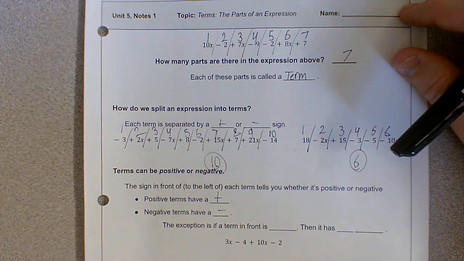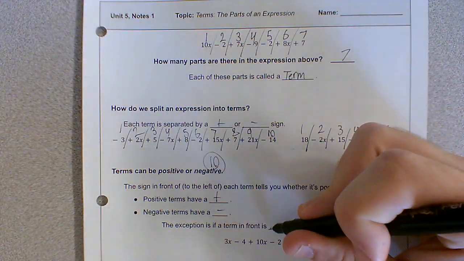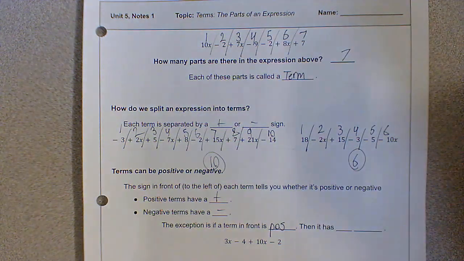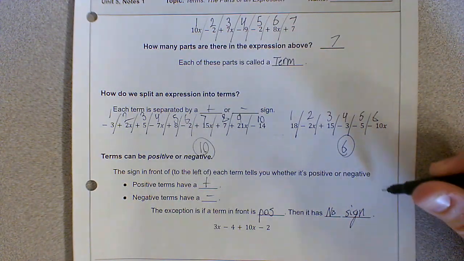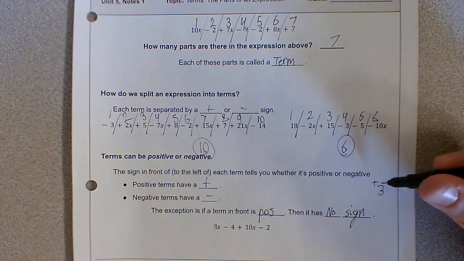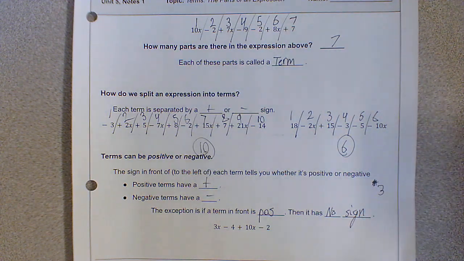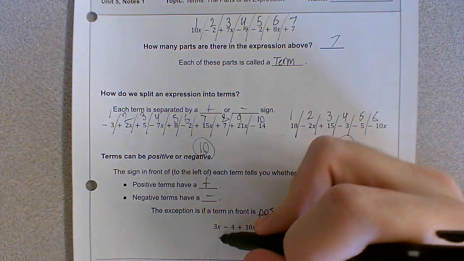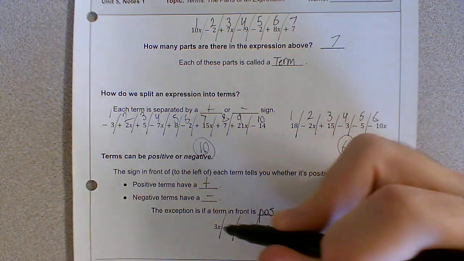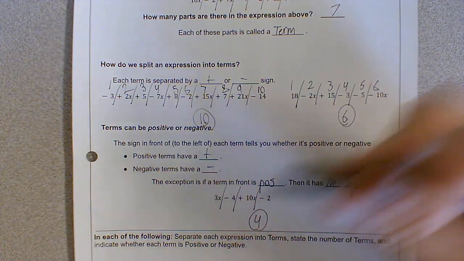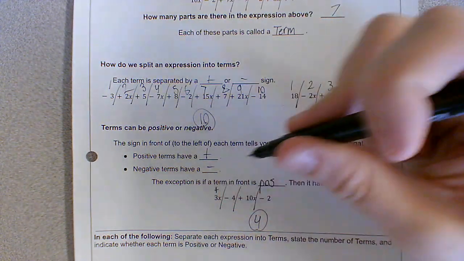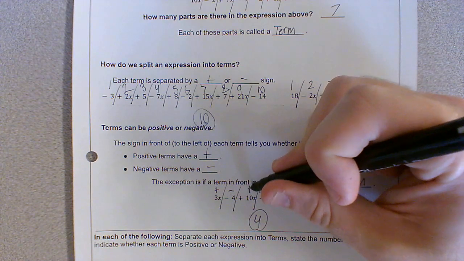There is an exception to this. If the term in front is positive, it has no sign. Now, that's because if we have like the number 3, this is a positive 3, but we just don't write the positive sign. So I'm going to separate these again. I have 1, 2, 3, 4 terms. And this one is positive, negative, positive, and negative.